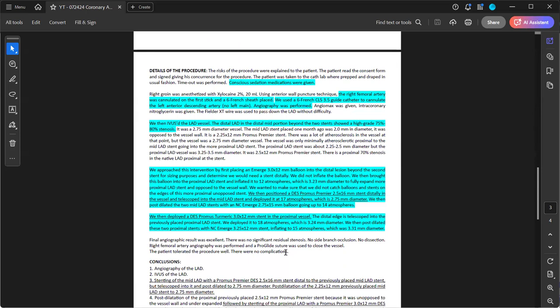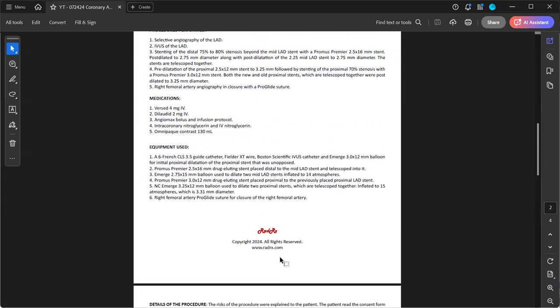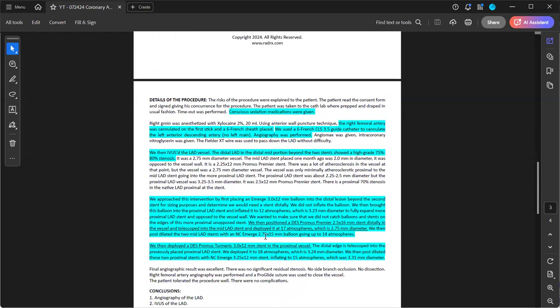So we see that conscious sedation medications were given, that is stated in the report. We also see, I'm going to scroll back to page 1 for just a moment. We see under medications, clearly the medications that are used for conscious sedation are documented in that list, but we don't have any time documented in the report.